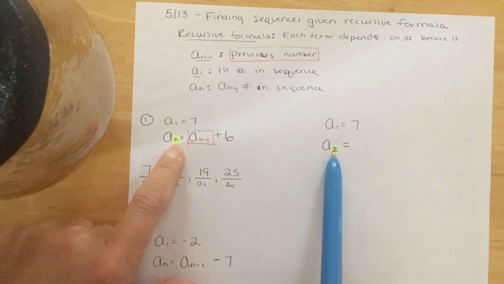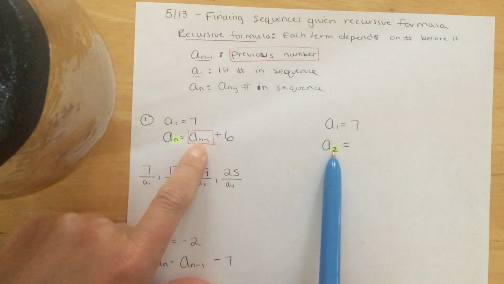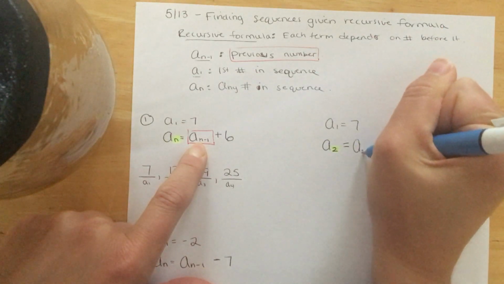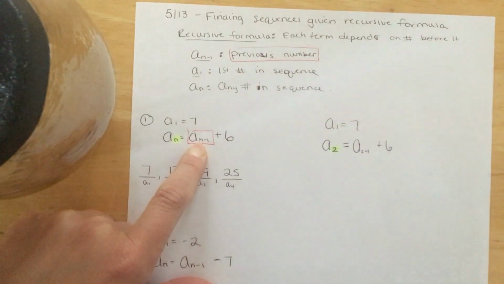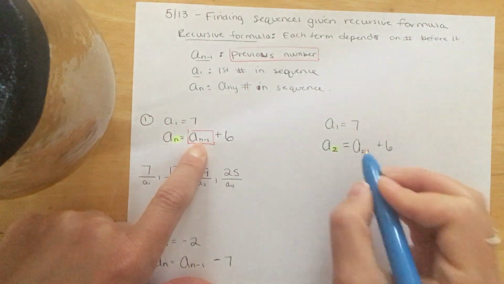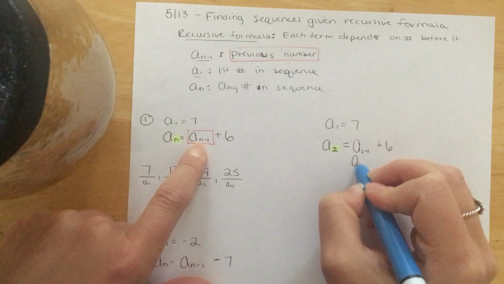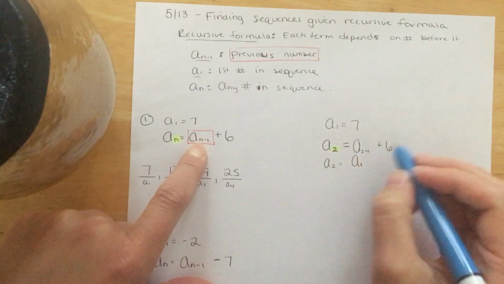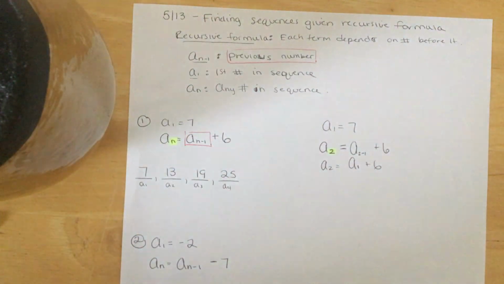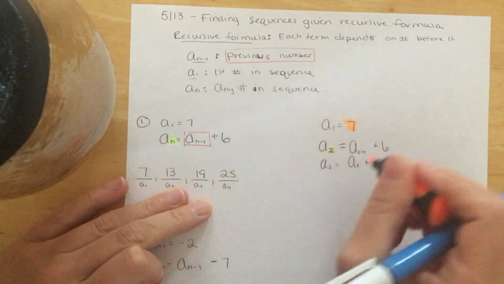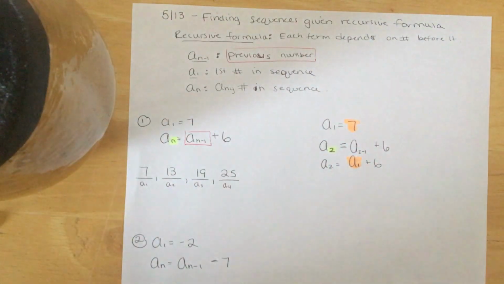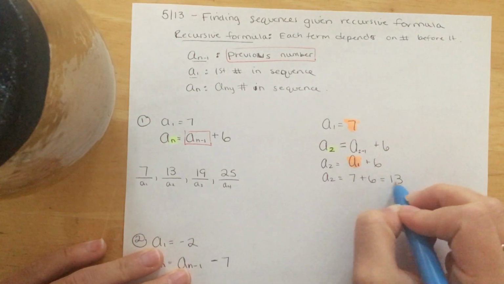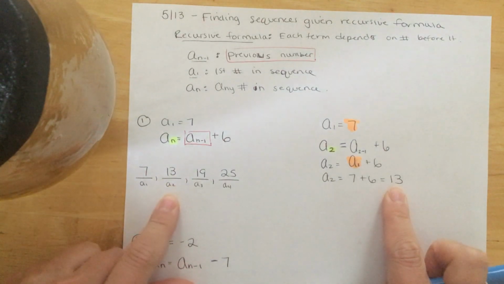The second term in the sequence. That means I'm plugging in 2 for n here as well. So the second term in the sequence is equal to a sub 2 minus 1 plus 6. Okay? A sub 2 minus 1 is really equal to a of 1, right? 2 minus 1 is 1. So the second term in the sequence is equal to the first term plus 6. And the first term in my sequence we know is a of 1 is 7. So I would just plug in 7 right here. So a of 2 equals 7 plus 6, which is 13. And we know that's my second number in the sequence, okay?